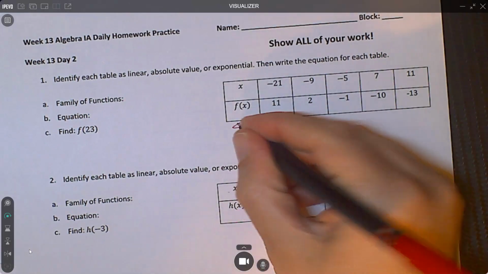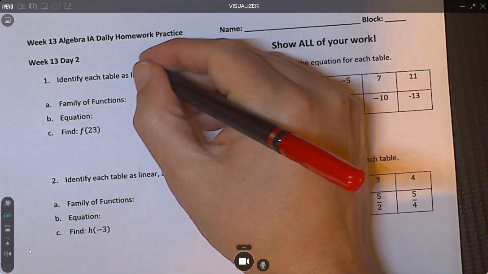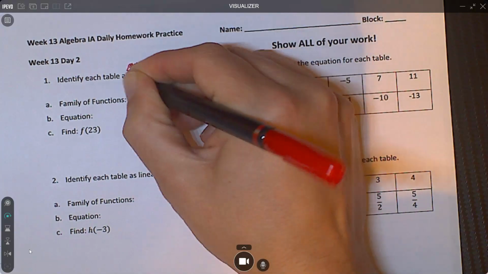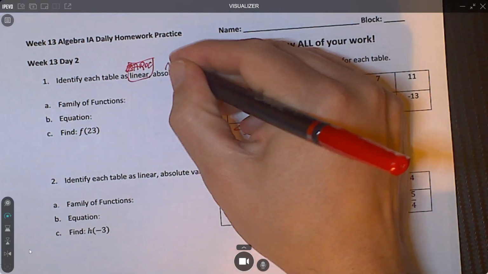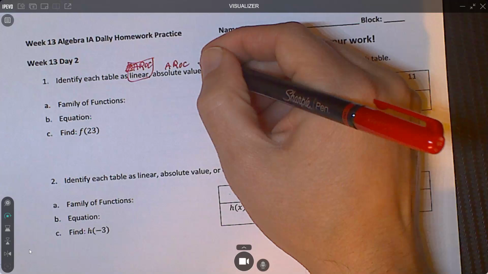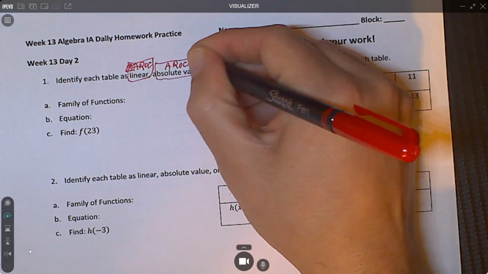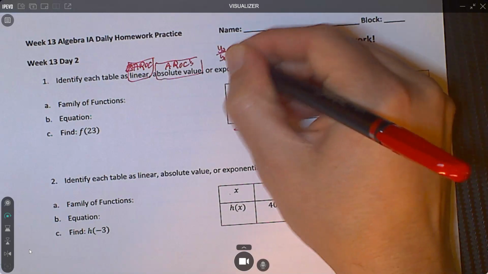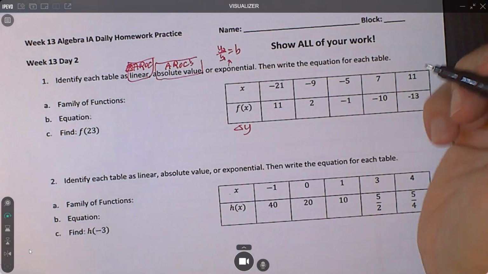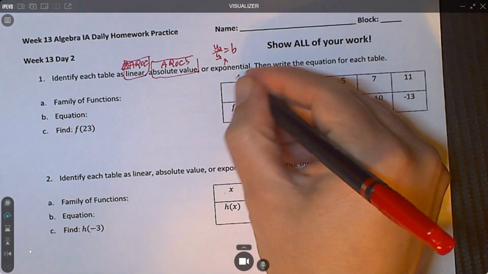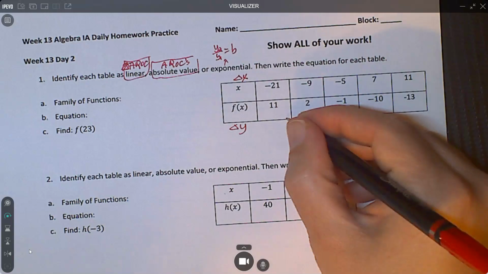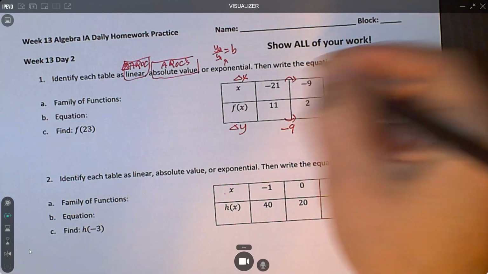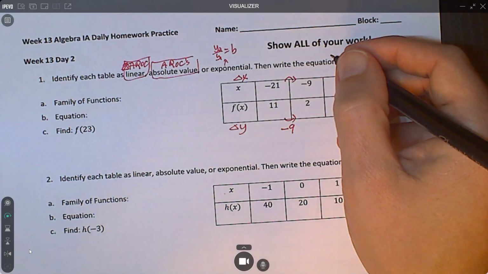Alright, let's do linear. Changing y, down 9, up 12.